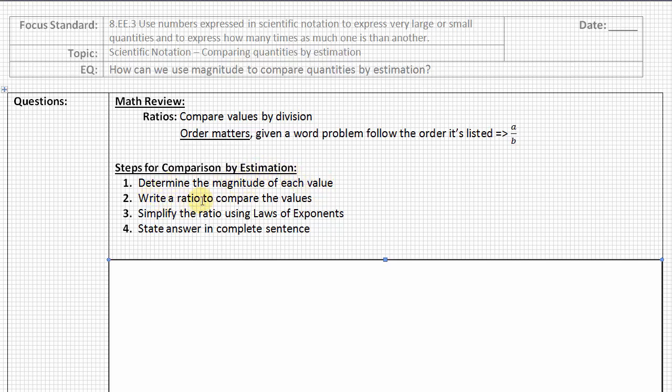Then we're going to write the ratio to compare the values, following the order they're listed in the problem. Then we're going to simplify the ratio using our laws of exponents. If we're comparing by division, we're going to specifically use the division rule in our laws of exponents to simplify it. And then, of course, with any word problem, we want to state our answer in a complete sentence. That would be step number 4. We will be utilizing all 4 of these steps today to look at 2 different practice problems of comparing quantities by estimation.